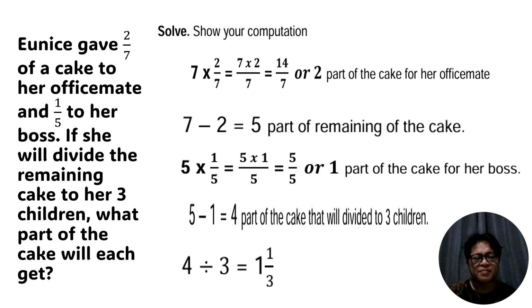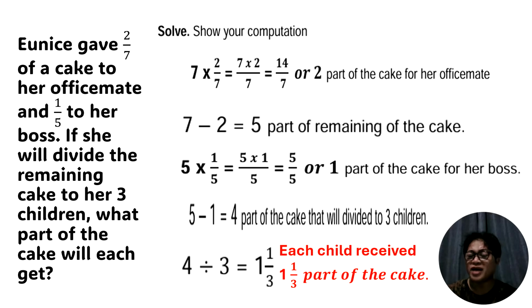So 4 divided by 3 is equal to 1 and 1/3, in which each of the children will get 1 and 1/3 parts of the cake.